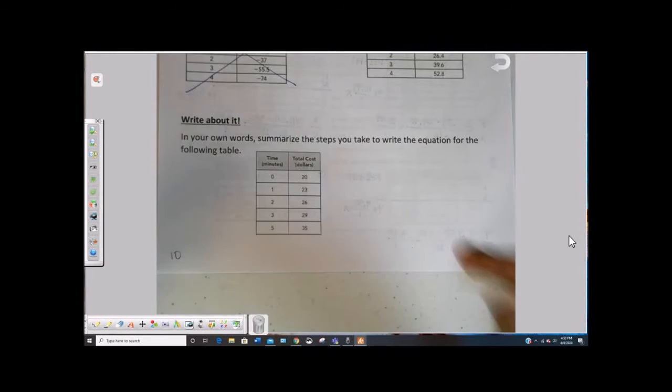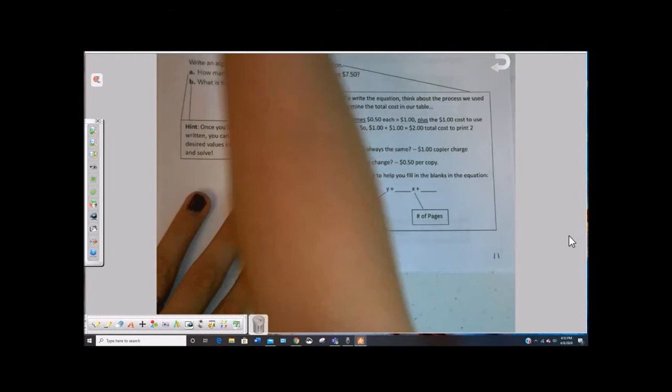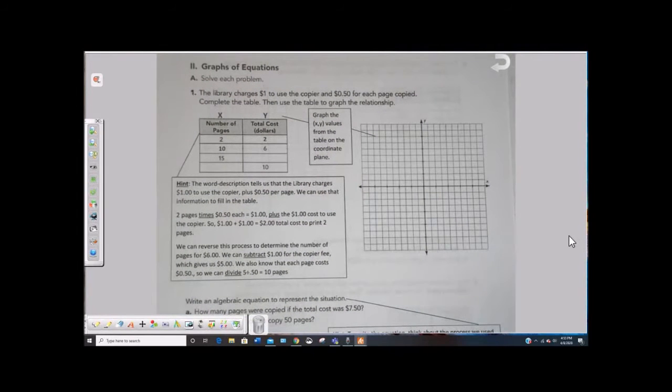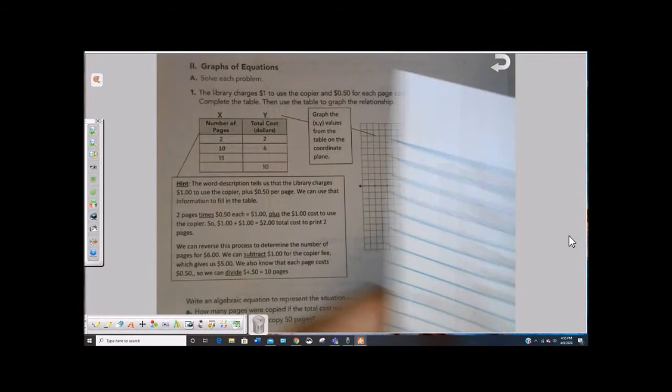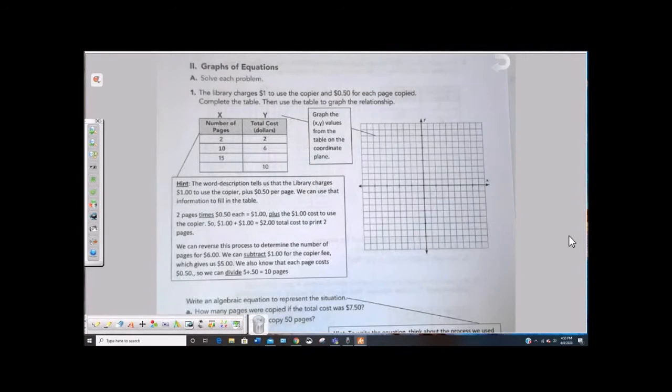Okay, go ahead and flip it to the next page, page 11. And on page 11, we're going to be doing quite a bit. We're going to be looking at tables, we're going to be writing equations, we're going to be graphing, and then we're going to be answering questions off of the table and graphs. Okay, so it might be a lot at first, but I just want you to try your best to keep up with what we're doing. So this might be a little bit longer video just because there's more steps involved. So just kind of bear with me through this process.